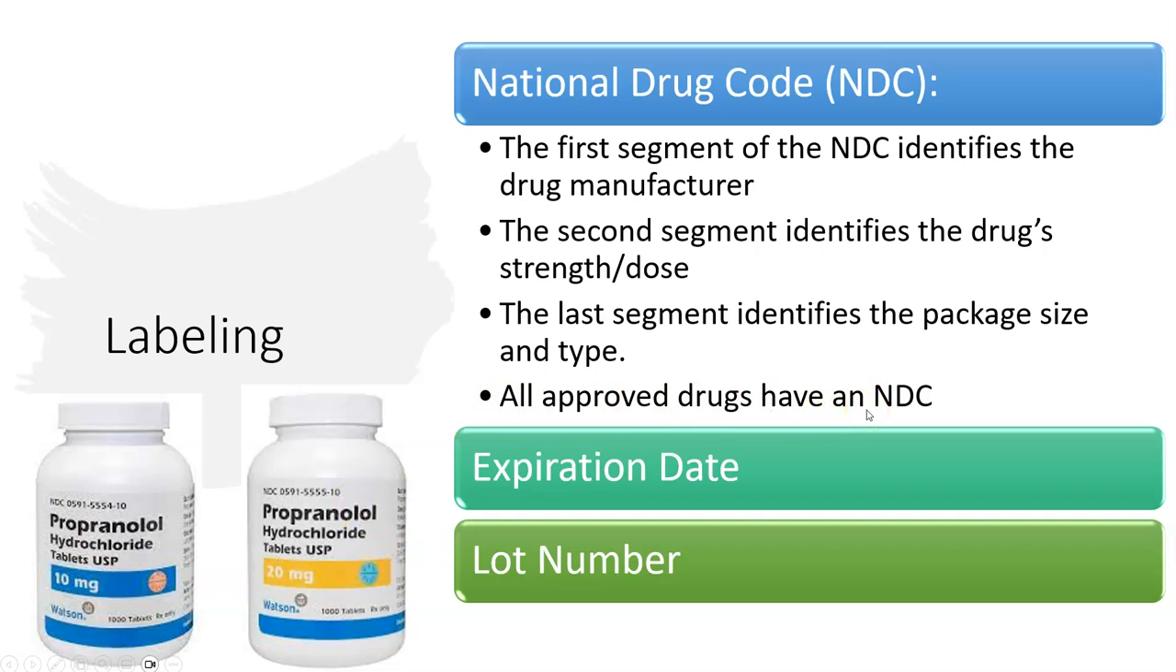Other things that must be on a label: an expiration date, which is the manufacturer's expiration date, and a lot number, which is a control number. If there should be something wrong with a batch that gets produced, you will need a lot number and expiration date to be able to find the medication, pull it from the shelves, and if needed, contact patients. These are requirements by the FDA for being on a prescription label.